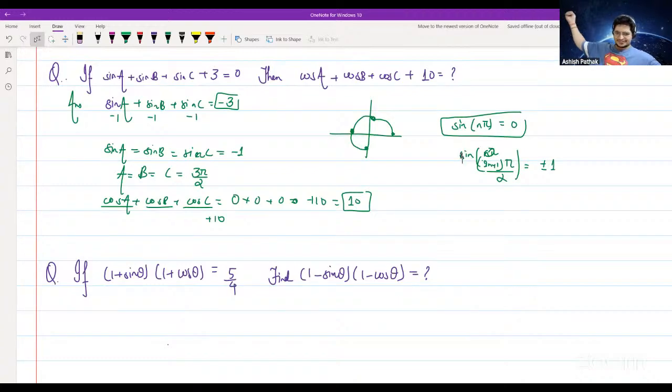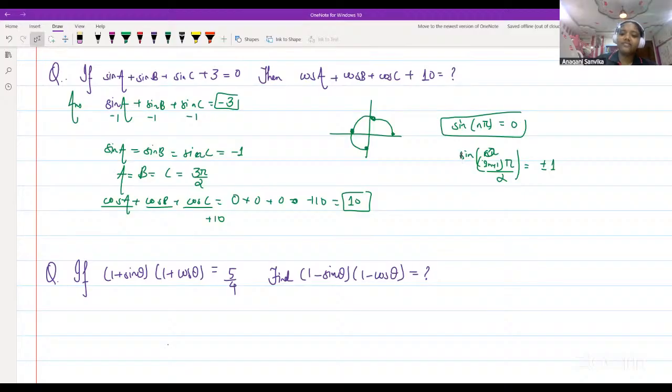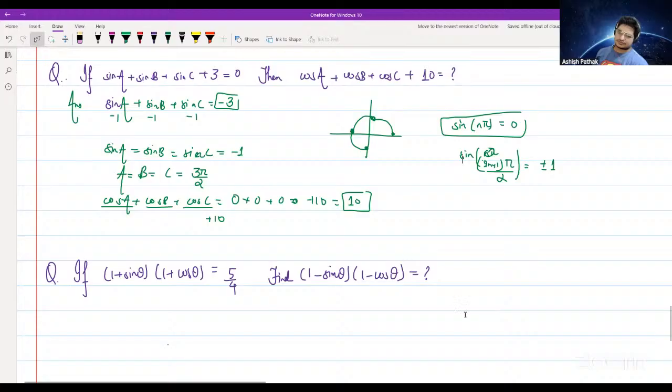Okay. Now, let's move on to the next question. Here we are having (1 plus sine theta)(1 plus cos theta) that is equal to 5 by 4. You have to find (1 minus sine theta)(1 minus cos theta). What will you do here? Tell me.